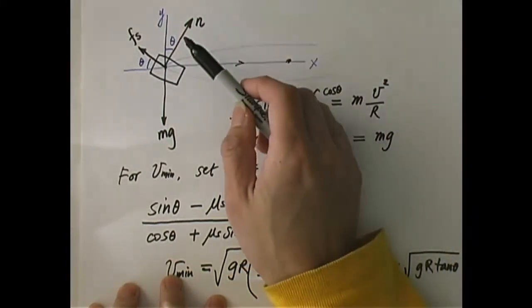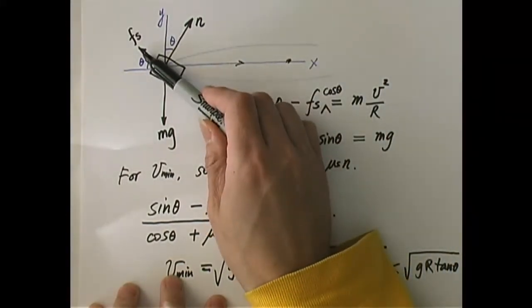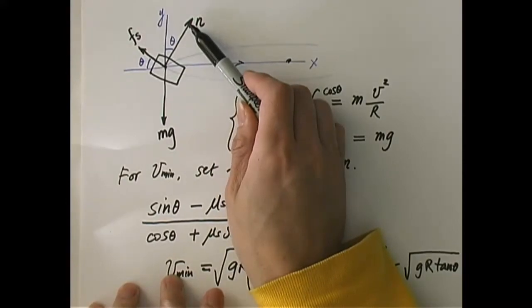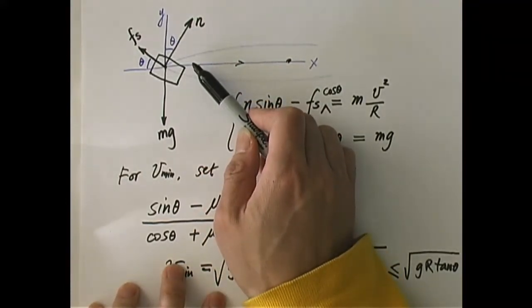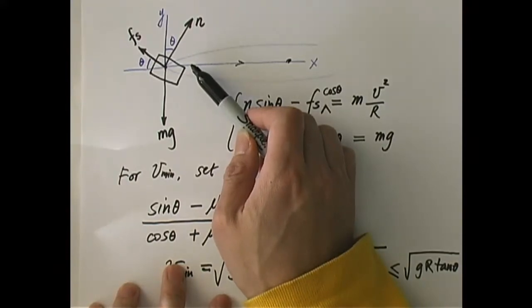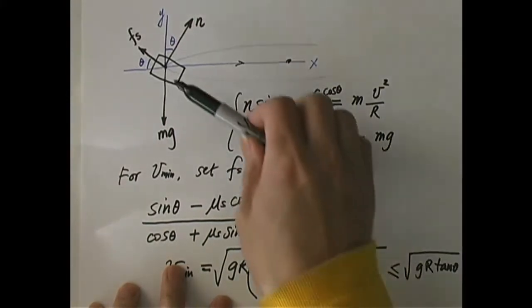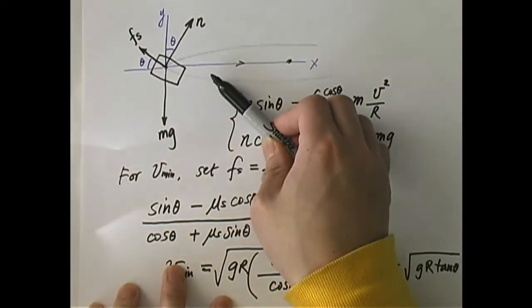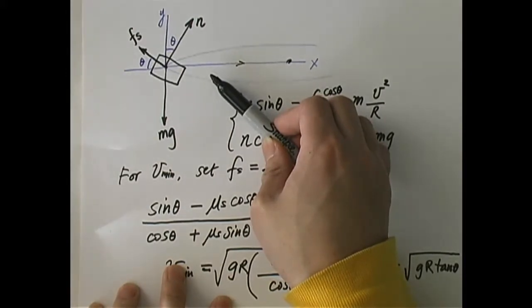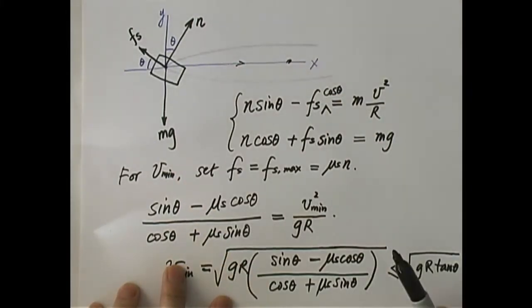You're going so fast that even when you set f equal to 0, n alone is not enough to provide an inward push to give you the necessary centripetal force. You need more centripetal force than that. So now you have a tendency to slide up, and friction automatically reverses direction to help you so that it prevents you from sliding upward.